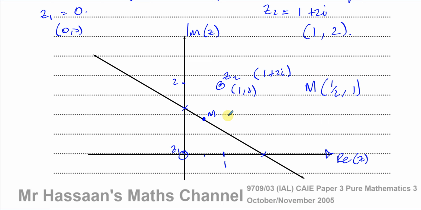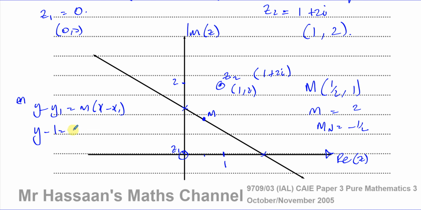Okay, so it passes through that point, and the gradient of the line between these two is going to be basically 2, right? So the gradient of our line is going to be minus a half. Okay, so we can say that its equation will be y minus y1 equals m times x minus x1. So we say y minus 1 equals the gradient, which is minus a half, times x minus a half. Okay, so you have y minus 1 equals minus a half x plus a quarter.